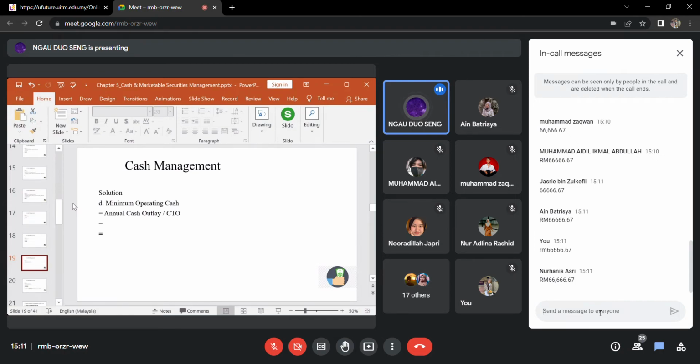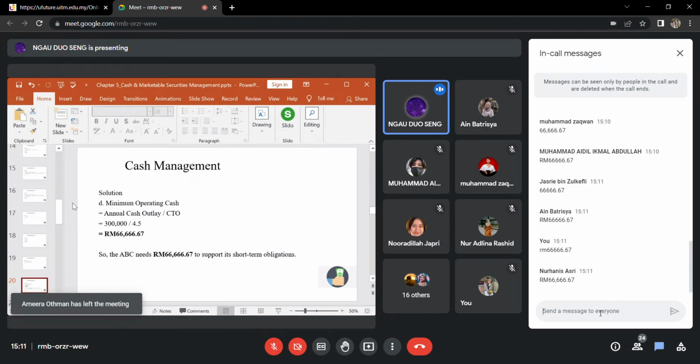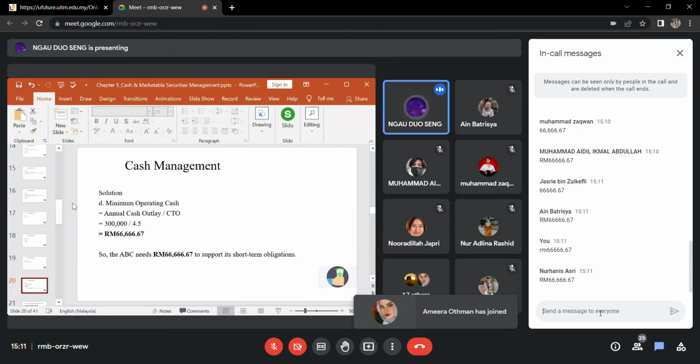All right, so we check, we have 300,000 divided by 4.5, so we have 66,666.67. So the ABC needs 66,666.67 to support short-term obligation, the money that the company need, the ABC company need. All right.